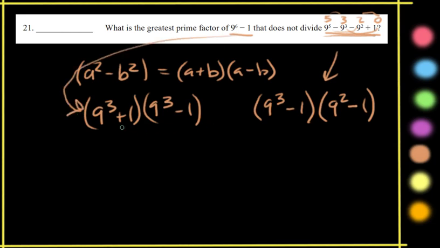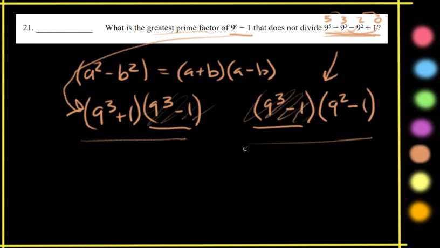Alright, so the thing they have in common is this 9 cubed minus 1. What we're looking for is a prime factor of this one that does not divide this one. So we can ignore that part here, and try to find a factor of this that does not divide this. At this point we probably just want to figure out what 9 cubed plus 1 is.